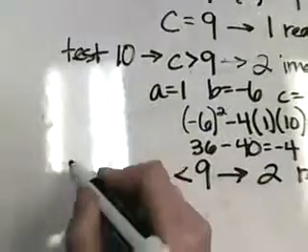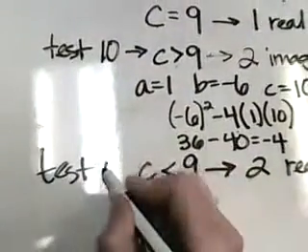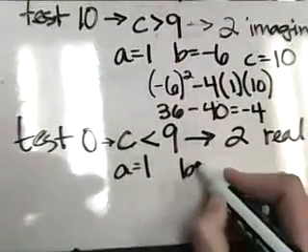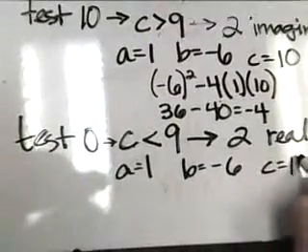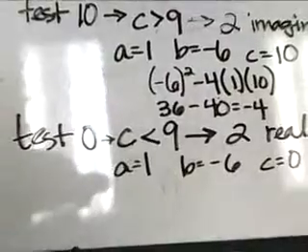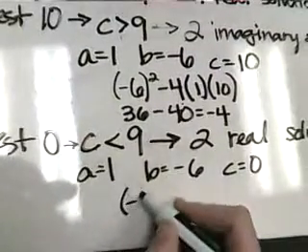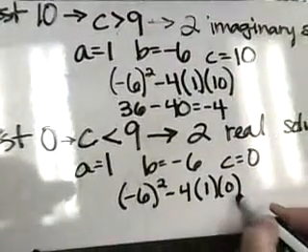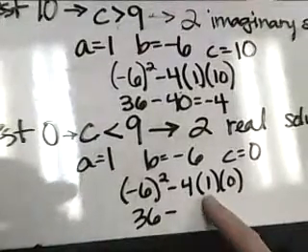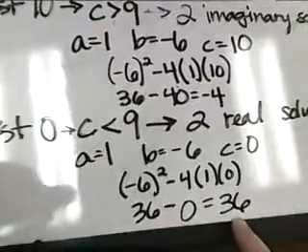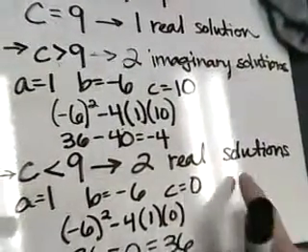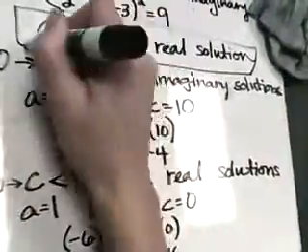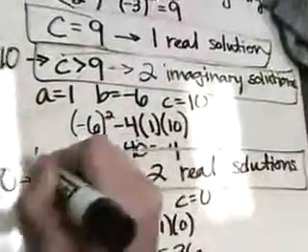But we've got to test and make sure that's right. So let's pick a number less than 9. I'm going to pick 0 just because that's easy. So A is 1, B is -6, C is 10. Oh, sorry, forgot. I'm testing 0. Now let's do B squared minus 4 times A times C. That would be 36 minus 4 times 1 times 0 is 0. That gives me a number greater than 0, which proves the two real solutions. Okay, so this, and this is my answer.